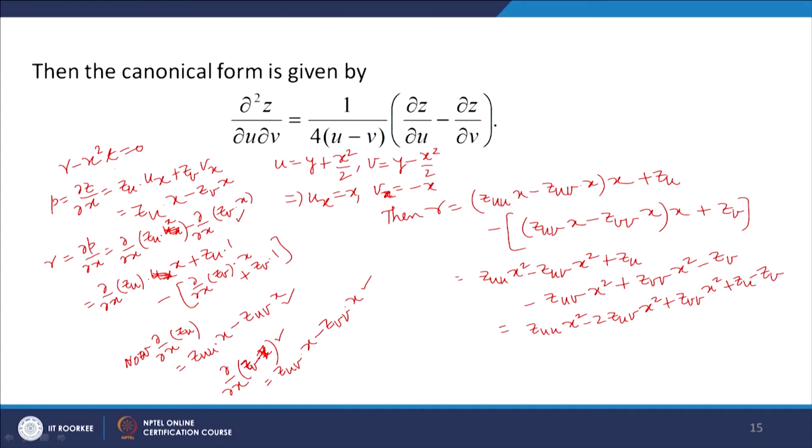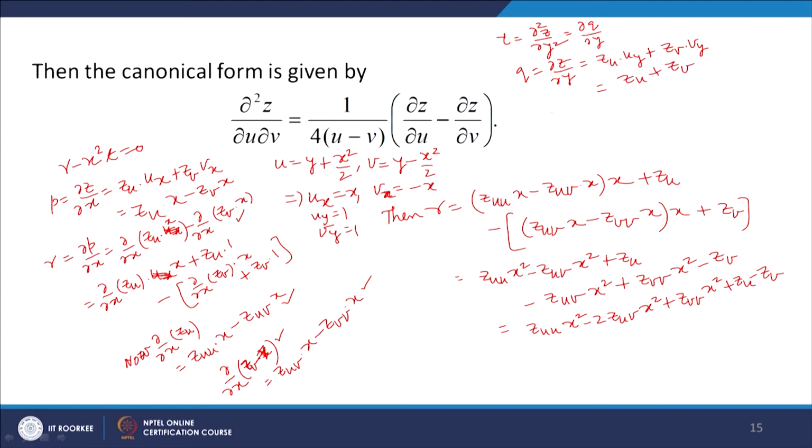Now, let us find the value of T. First we find Q, which is delta z by delta y. So, this is zu into uy plus zv into vy. Now, uy is equal to how much? uy is equal to 1. From this relation vy is also 1. So, we get here zu plus zv.